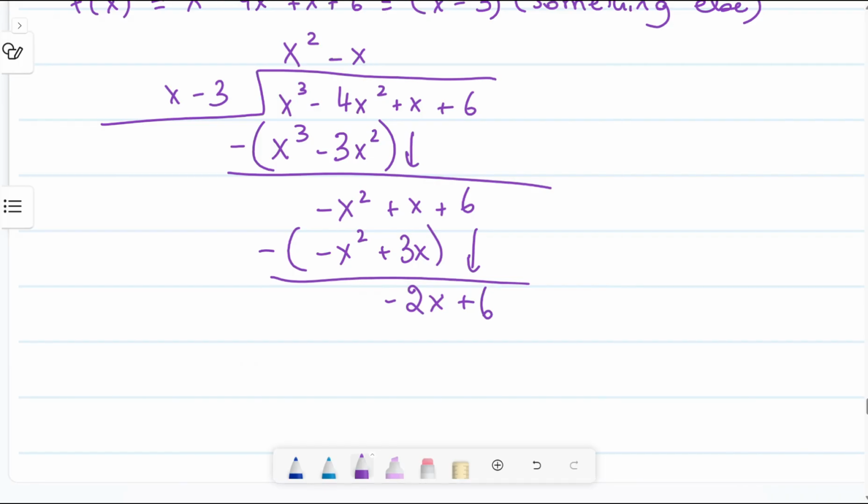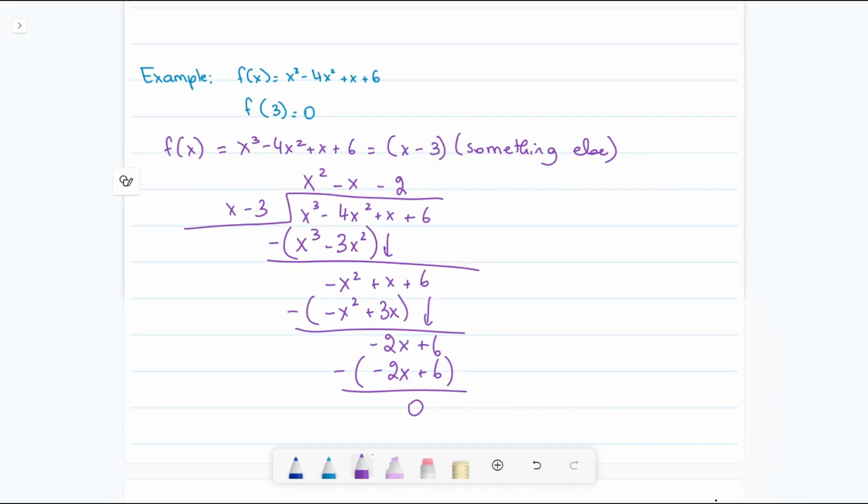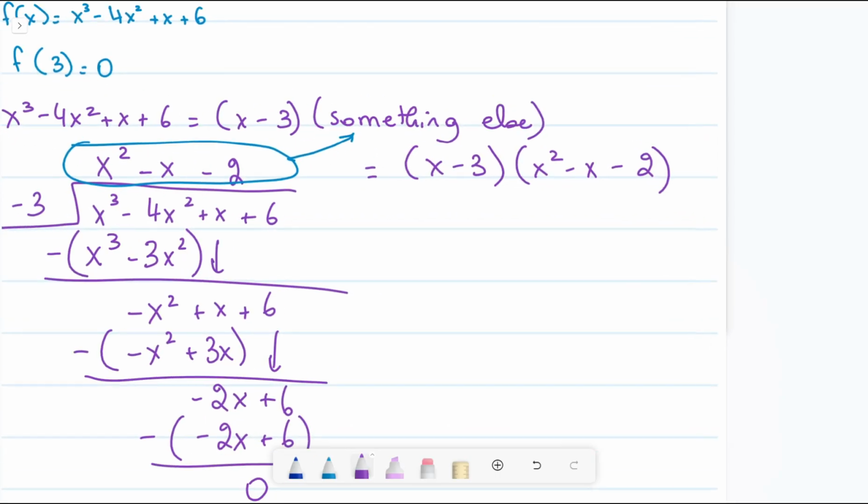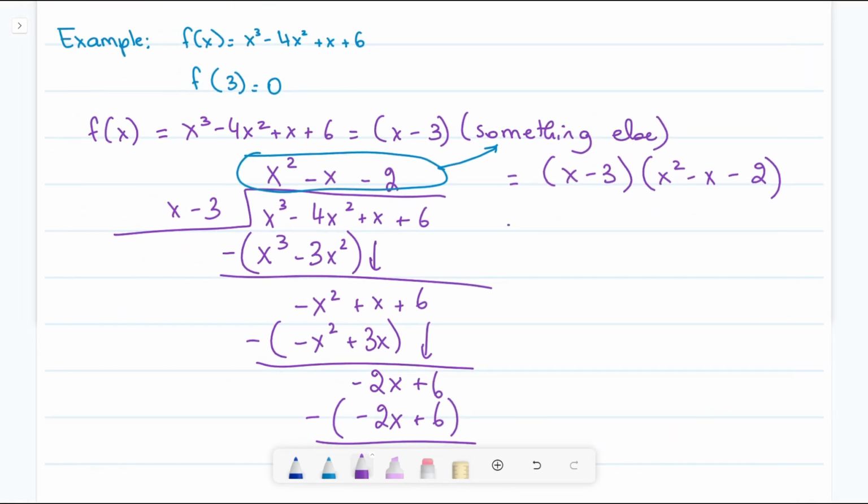So this is the last time. Negative 2, if we multiply it by x minus 3, we get negative 2x plus 6. We subtract, we get 0 because we're subtracting negative 2x plus 6 from itself. And this up here is the something else. So we will rewrite this as f of x equals x minus 3 times x squared minus x minus 2.